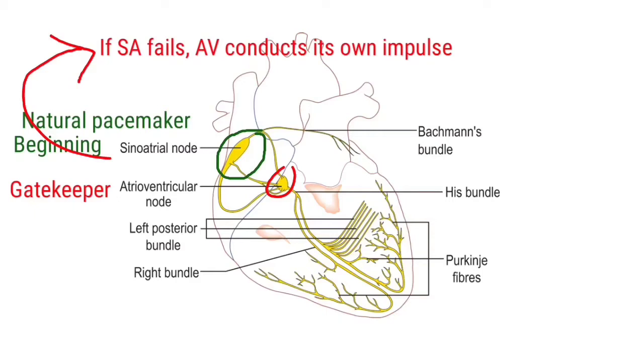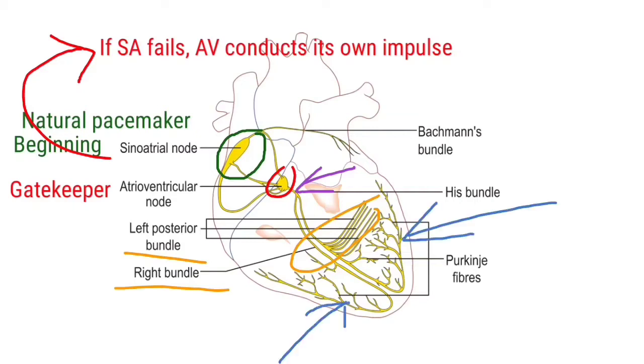From the AV node, the conduction goes through a single structure called the bundle of His, and from the bundle of His, the cells will continue to bifurcate to the left and to the right. These will now be called the left and right bundle branches. From the bundle branches, they will continue within the apex of the heart and will now be called the Purkinje fibers. This is the conduction system of the heart. And when the conduction goes from the SA node to the Purkinje fibers, it will generate a heartbeat.